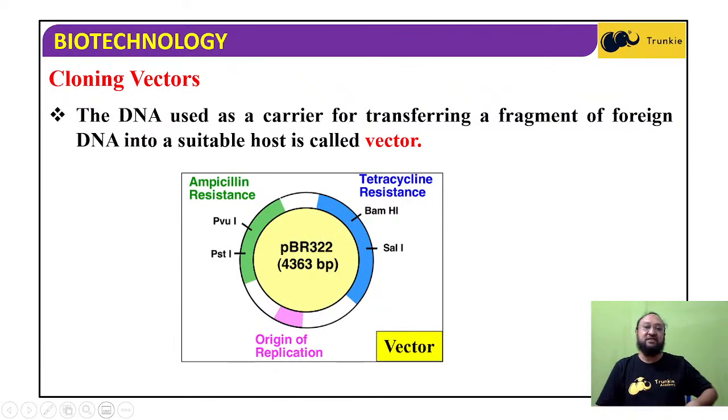Here you can see the ampicillin resistance region with PvuI and PstI sites, and the tetracycline resistance with the BamHI site. These we are inserting into the plasmid, and the origin of replication is there. This is the vector where we have inserted the gene, or the part of the DNA, responsible for conferring resistance to antibiotics such as ampicillin and tetracycline.